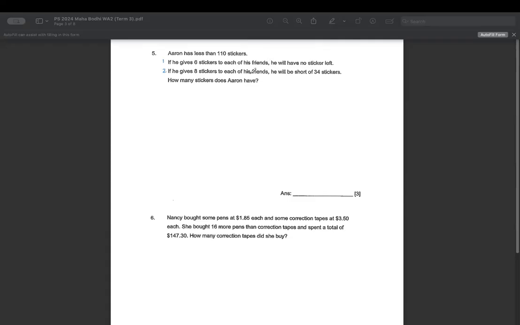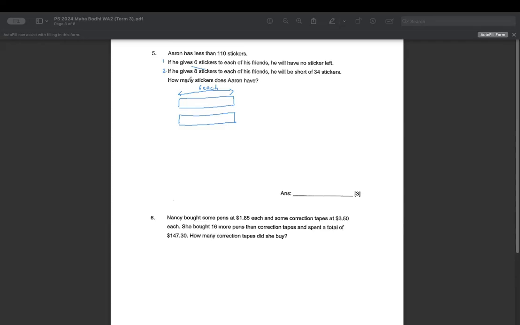For both scenarios, you need to know that Aaron's stickers is actually the same. So for this, I will do model drawing, with 2 bars, each one representing a scenario. Like I've mentioned, in both scenarios, the stickers that Aaron has must be equal. So we look at the first scenario. If he gives 6 stickers to each of his friends, he will have no stickers left. So exactly, he will make use of all the stickers here, and each friend will have 6 each.